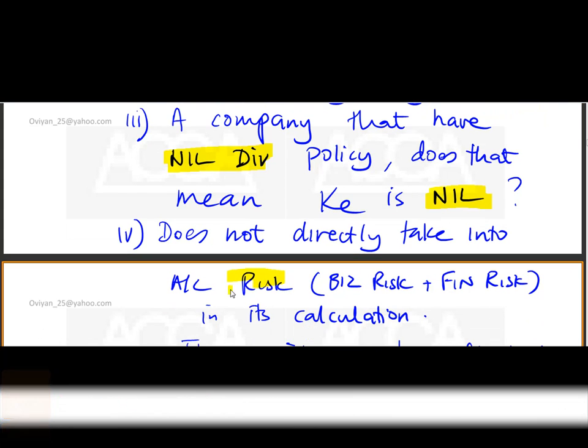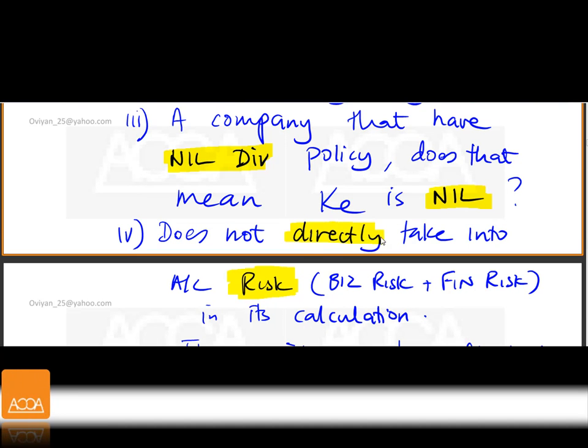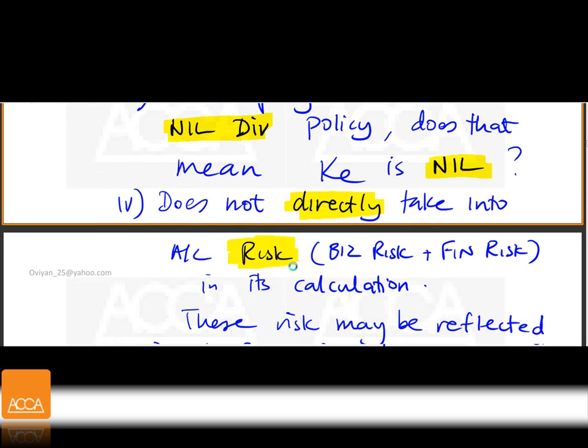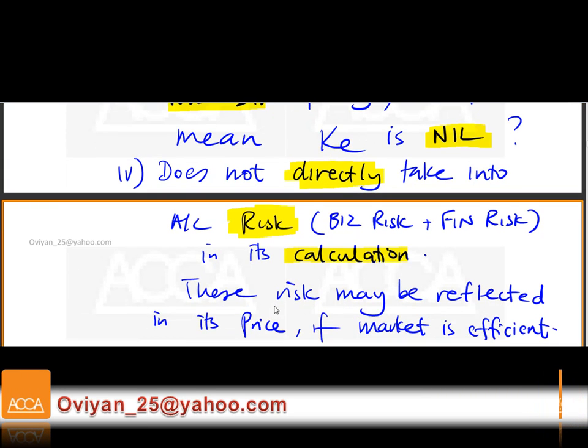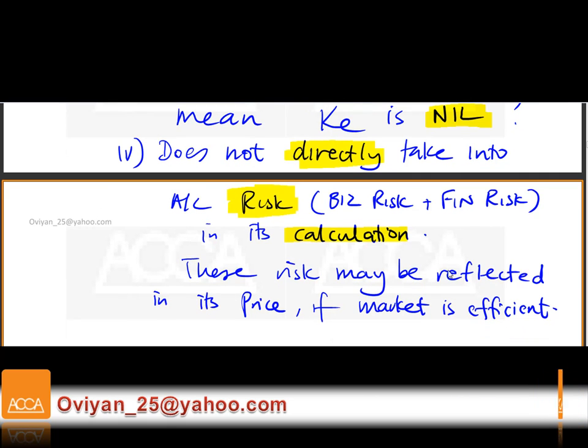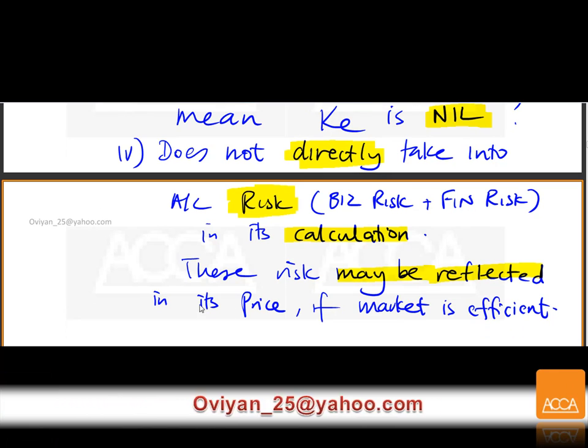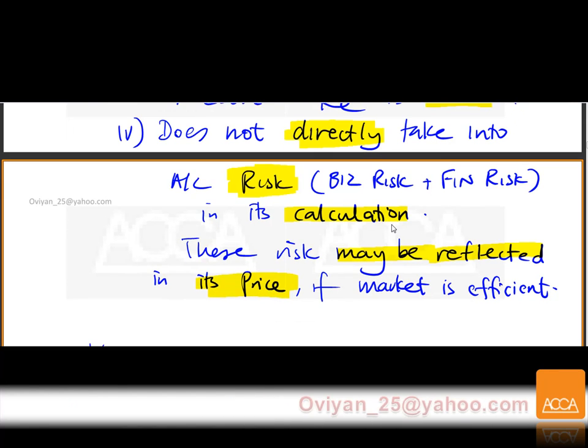Does not directly take into account risk. This is a key point that I would like to stress. This method does not take into account directly the business risk and the financial risk in its calculation. This risk may indirectly be reflected in its price, only if the market is efficient.